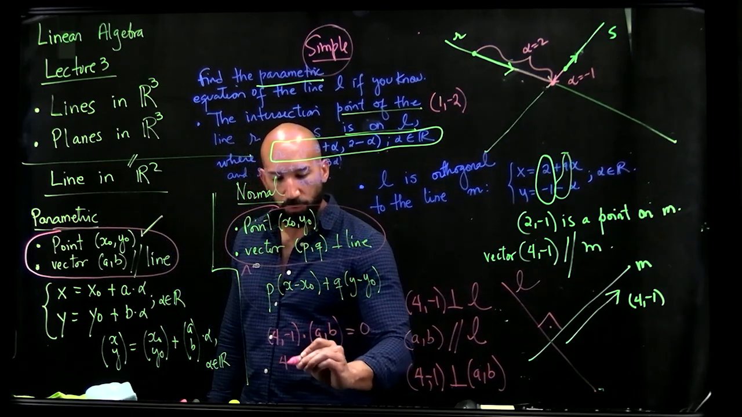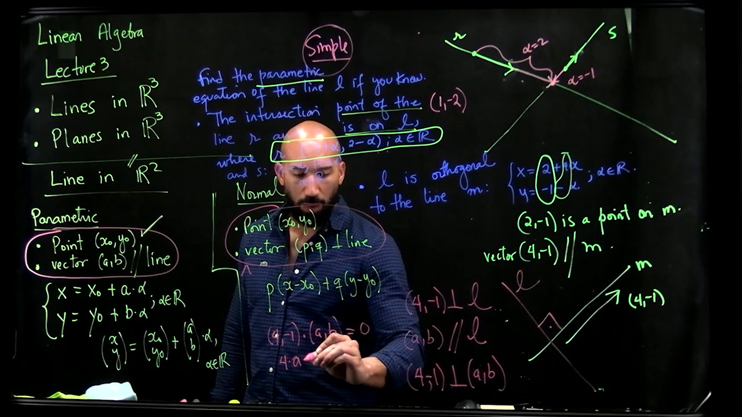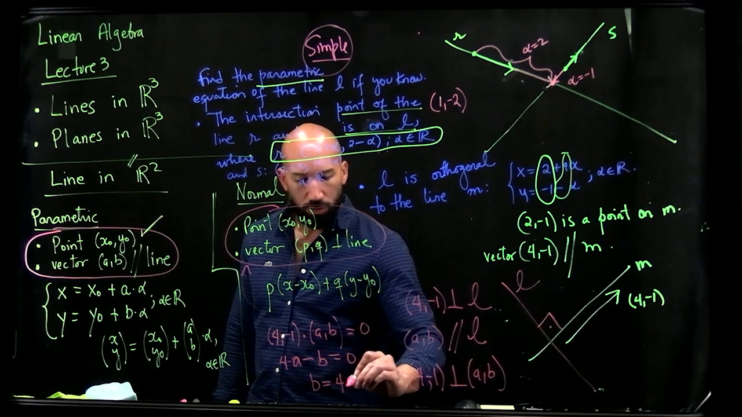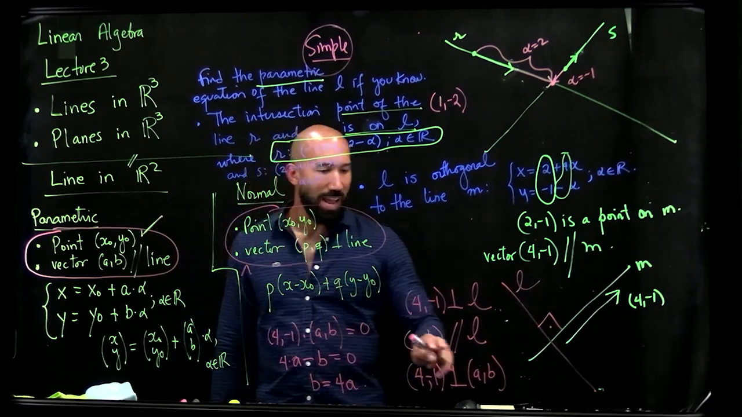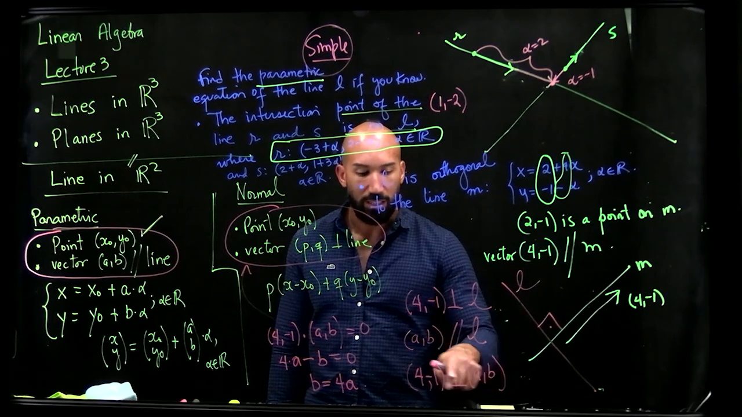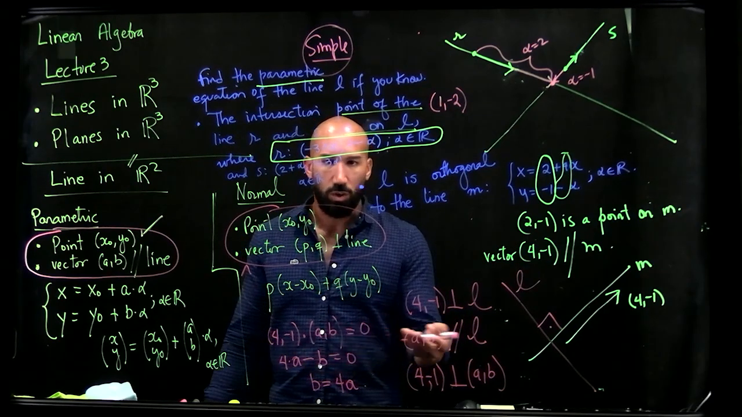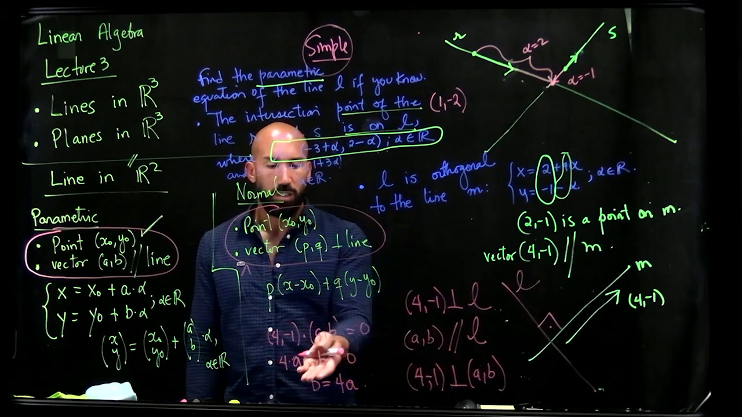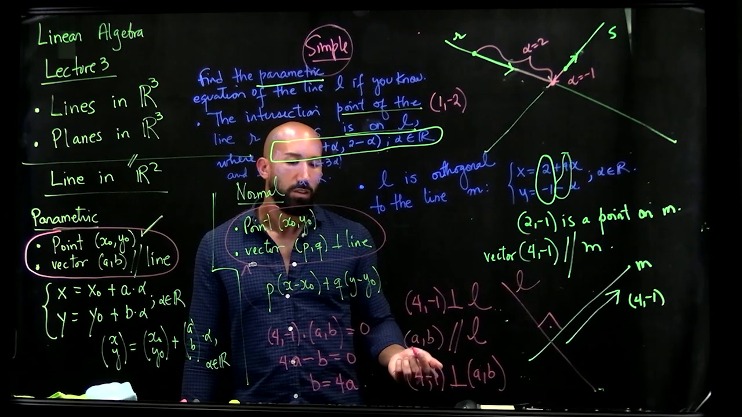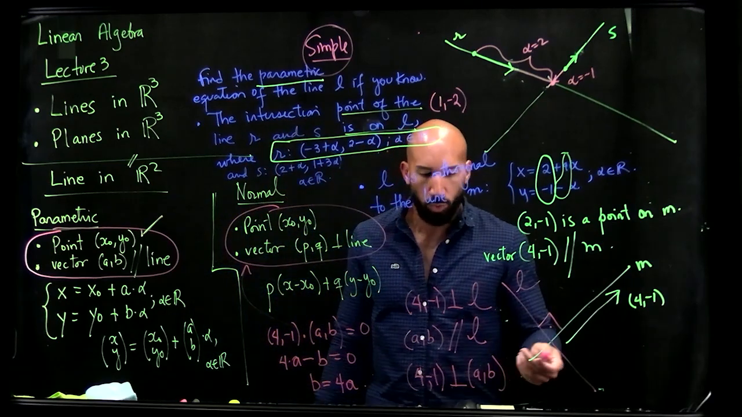This is telling us that 4 times A plus negative 1 times B, which is minus B, is equal to 0. So B needs to be equal to 4A. So any vector that is parallel to L is such that its second component is 4 times the first component. The only thing that we need to do is to assign a value to A and use this equation to get the corresponding value of B, and we are going to get one vector that is parallel to L. That is what we need.